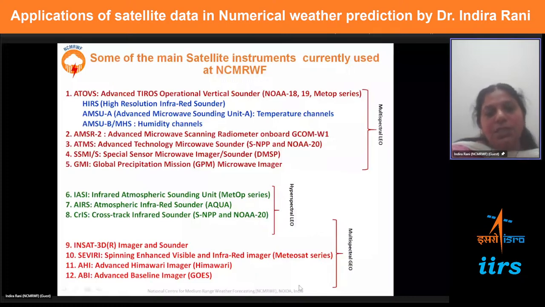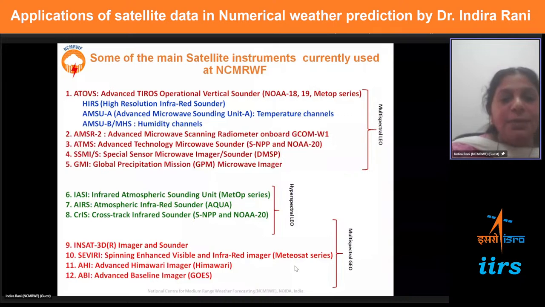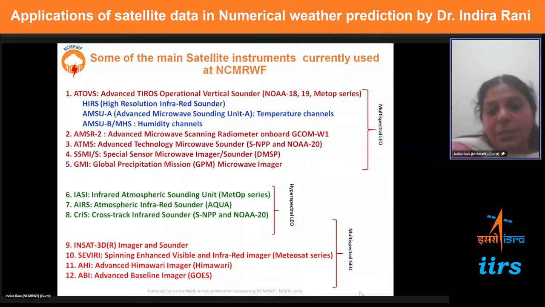Coming to the geostationary satellites, we don't have any hyperspectral data from geostationary satellites, but there is one from China, but we are not assimilating those data. Now the European agency and NOAA are also planning hyperspectral instruments on geostationary satellites.